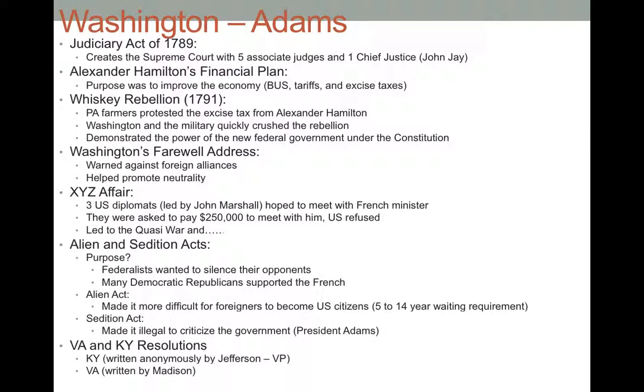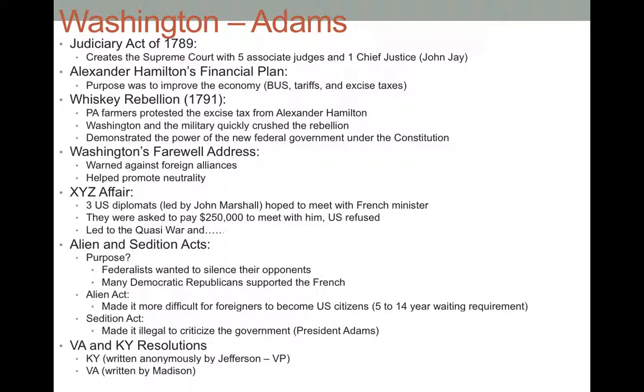Looking at the Adams presidency, it's really this idea that maybe democracy is wonderful and everything, but the French Revolution has gone too far. So it's a very anti-French, anti-revolution feeling, this idea that our revolution was good, but others might be going too far. The XYZ affair and the Alien and Sedition Acts are all part of this. And we spend a long time thinking about the Kentucky and Virginia resolutions.